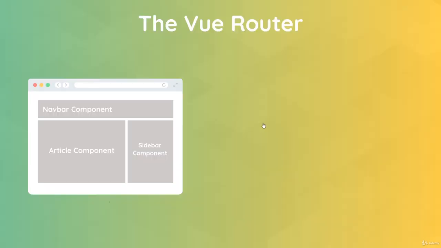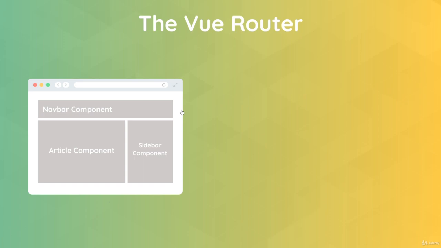Now, so far in all of the Vue applications we've created, we've only ever worked with one page, a home page. And in that homepage route, we've added multiple different components that are all nested inside the root app component. That's what we've been doing so far. But at some point, you'll want to make a Vue website with multiple different pages or routes.